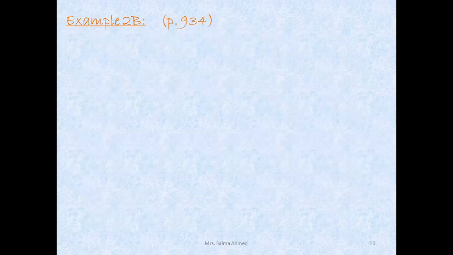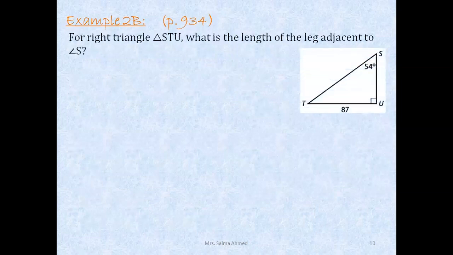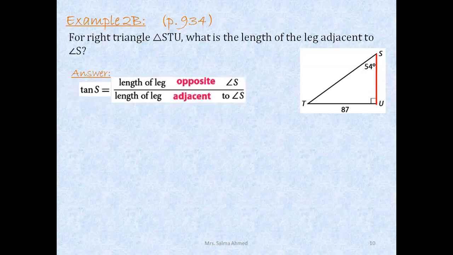Another example, 2b, page 934. For right triangle STU, what is the length of the leg adjacent to S? Adjacent to S, and it means he needs SU. So I'm going to find the adjacent side. Tan S equals opposite over adjacent, which is TU over SU. So I know TU equals 87 and the measure of angle S is 54.